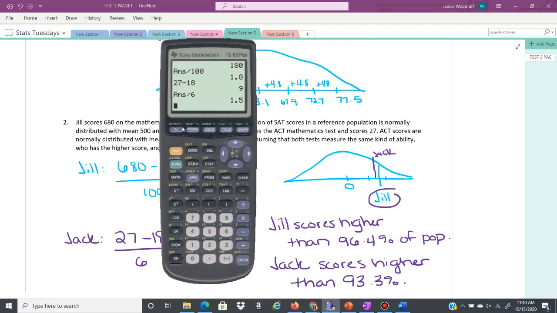And I found that just by going, okay, so normal CDF. For Jill, it would be 1.8 and then 99. Oh, it would be negative 99, sorry. Negative 99 and then 1.8. So that gives you that 96.4. And then for Jack, same thing, negative 99 and then 1.5. 93.3. Okay, we just converted it to percents because we're dealing with a real world problem.